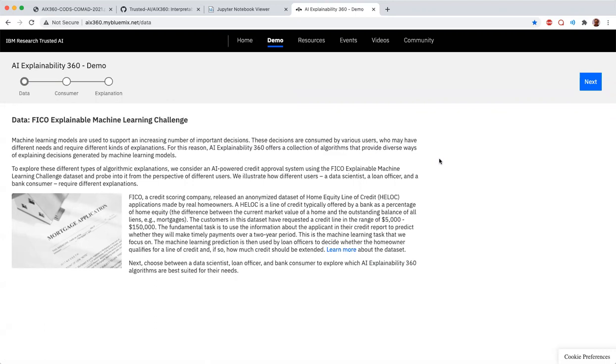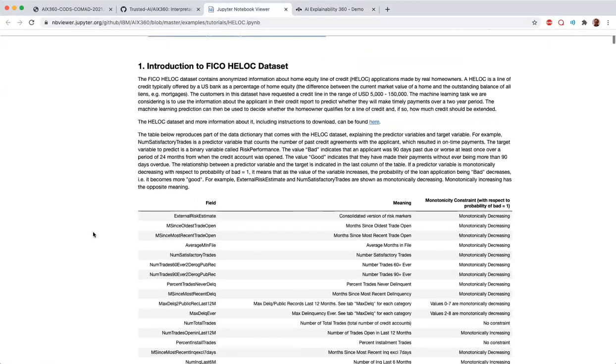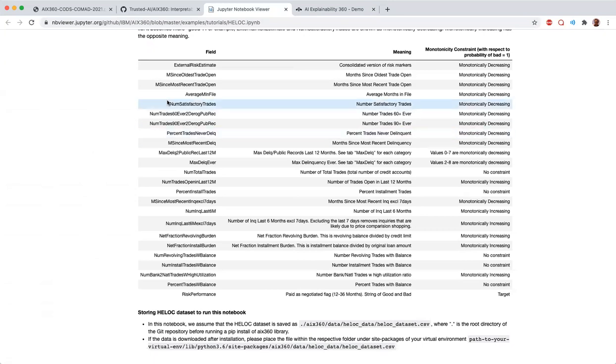which are relevant to finance. In this demo, we essentially train an AI model to determine if a customer should be given a home loan or not. And the data set that is used to train the model comes from the FICO explainable machine learning challenge. If we take a look at this data set, it has 20 or so features which summarize the overall credit history of a customer.